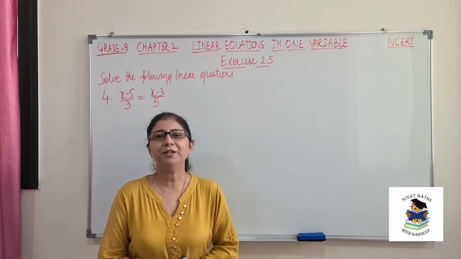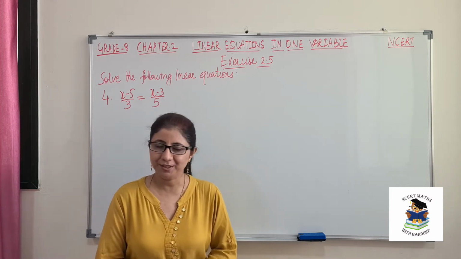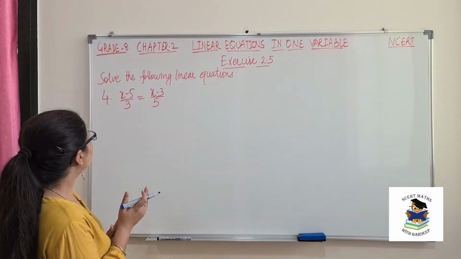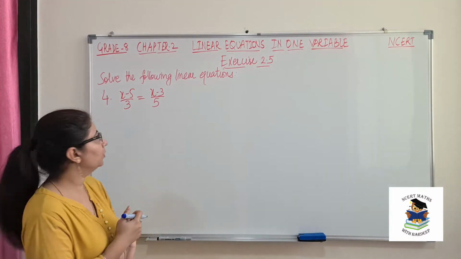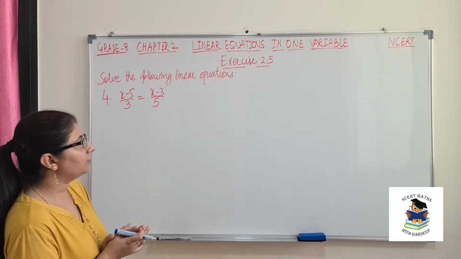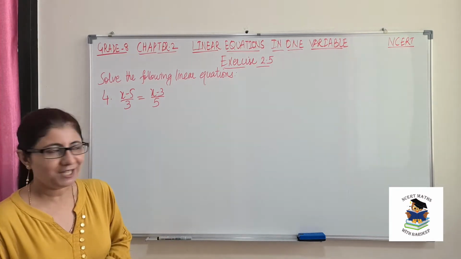Today we are continuing exercise 2.5 of chapter 2, that is linear equation in one variable. So let's see the fourth question. This is (x - 5)/3 = (x - 3)/5. So both left hand side and right hand side have different denominators. So first make it same.